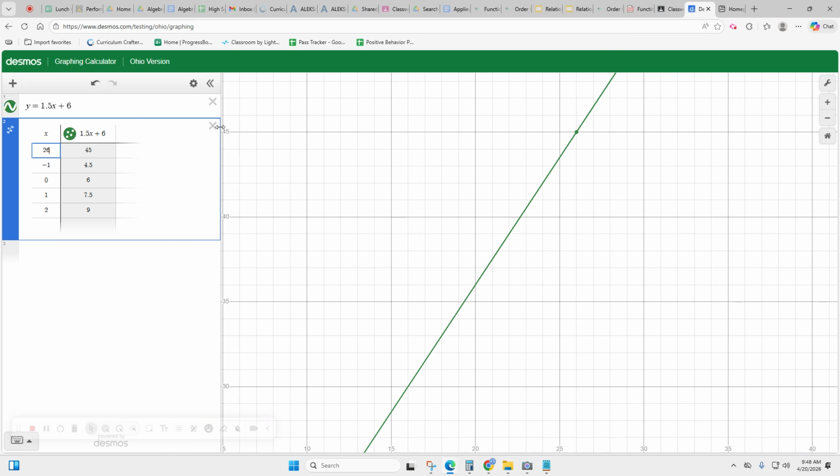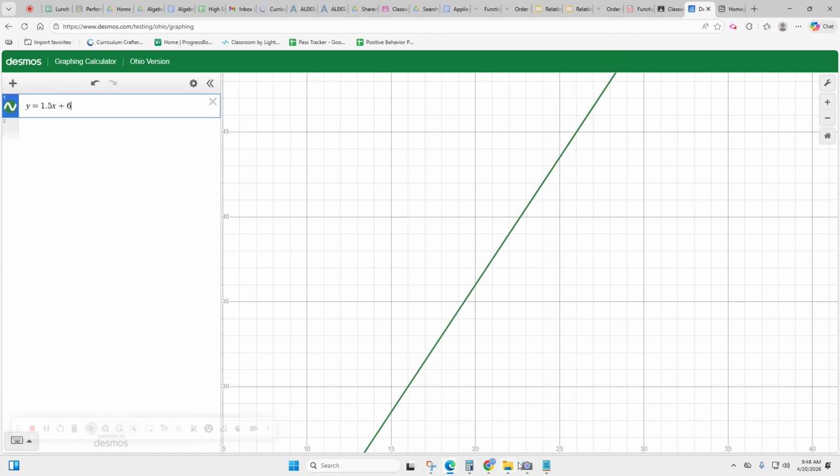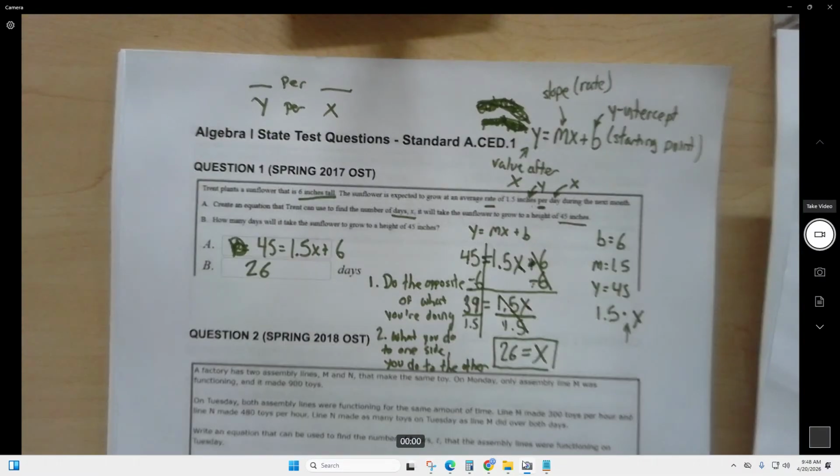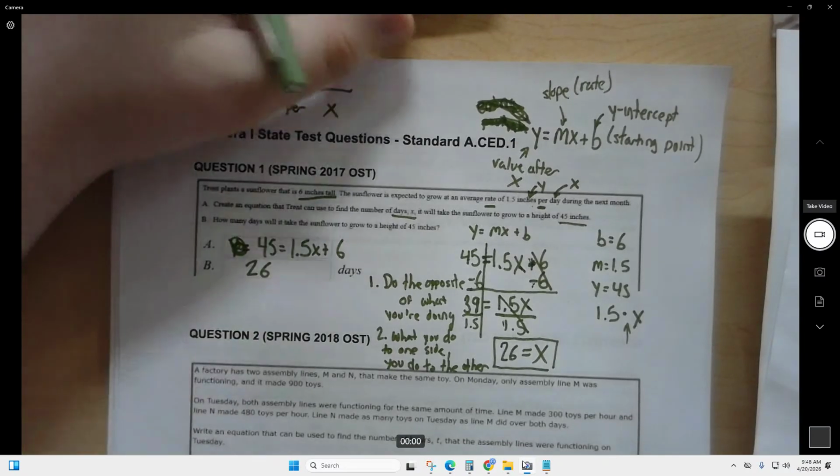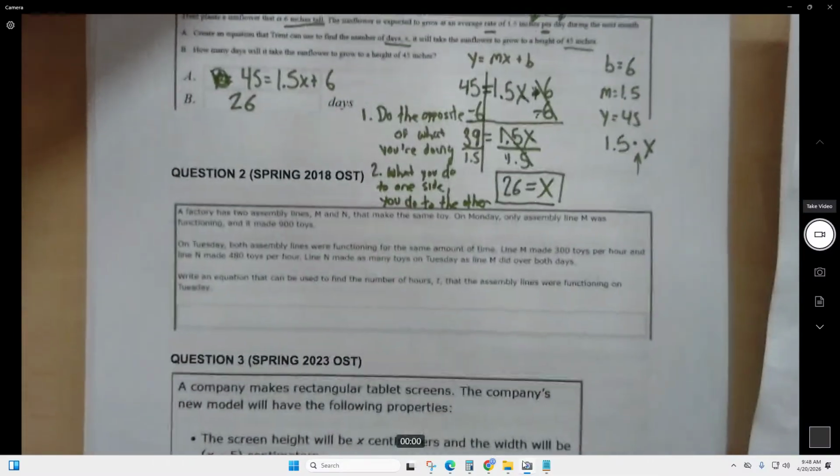Okay, there's different ways that you can do this in Desmos. You just have to know how to use it. You can do a surprising amount of the Algebra 1 state test without having to do any math if you know how to use Desmos. All right, so that's question 1.